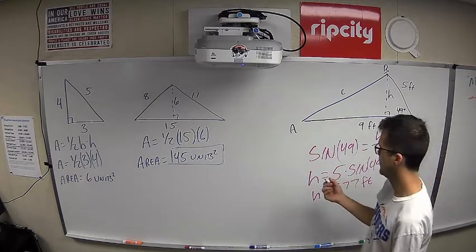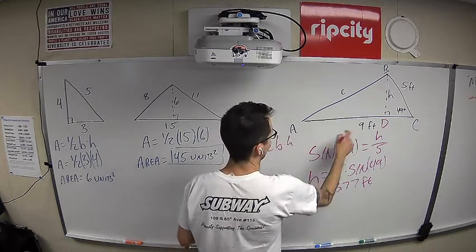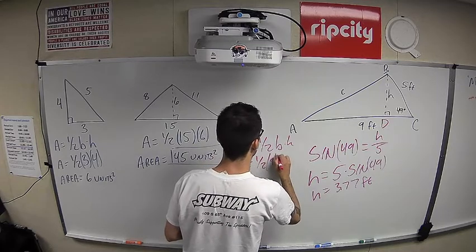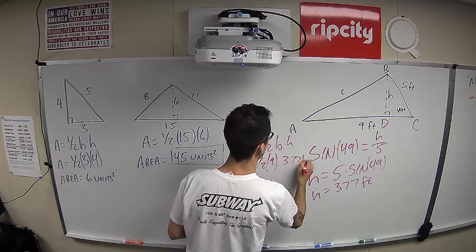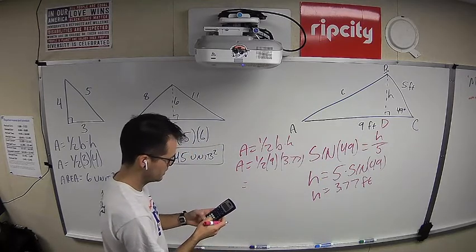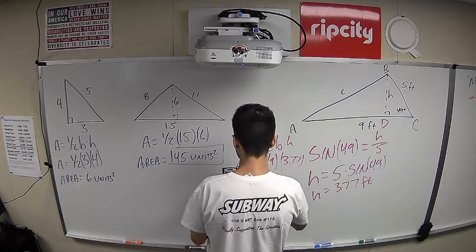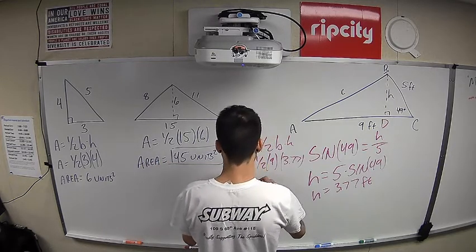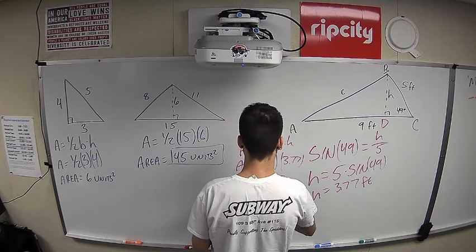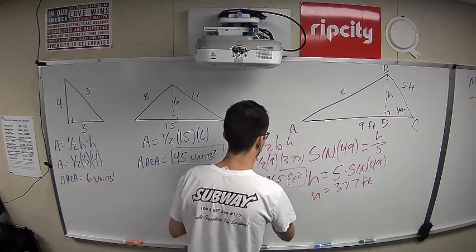We need to do 1/2 base times height. That's our area here. Base here is 9. So the area is going to be 1/2 times 9 times 3.77. And throw that in the calculator. 1/2 times 9 times 3.77. We learned that our area for this entire triangle is 16.965, and we're talking feet here, so it's feet squared.